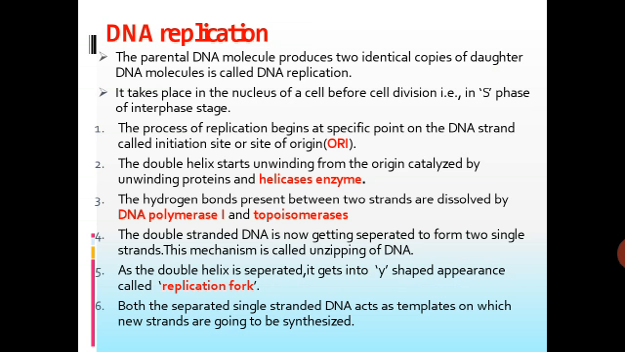Now the next step: the hydrogen bonds present between the two strands of the DNA start dissolving. They are dissolved by DNA polymerase 1 and topoisomerases. When the hydrogen bonds dissolve, the double-stranded DNA gets separated to form two single strands. Earlier it was double stranded; now the hydrogen bonds are dissolved, so we get two single strands of DNA. This mechanism is called unzipping of DNA.